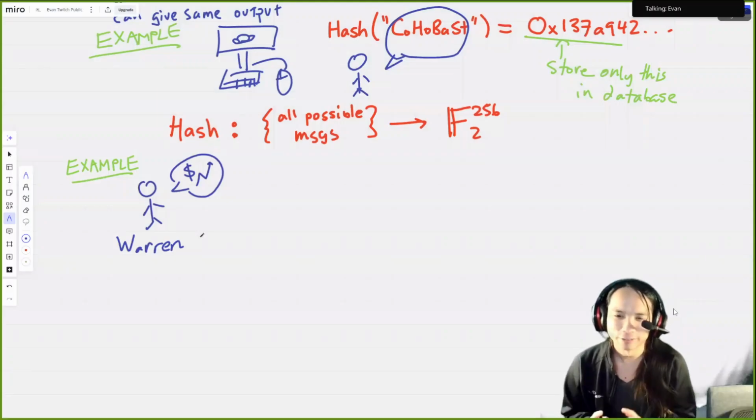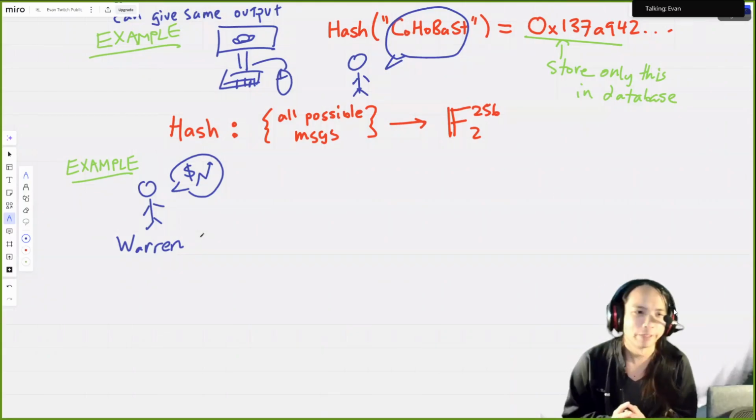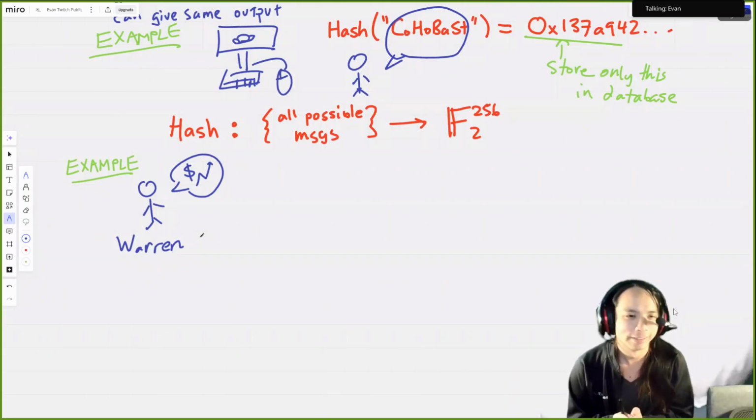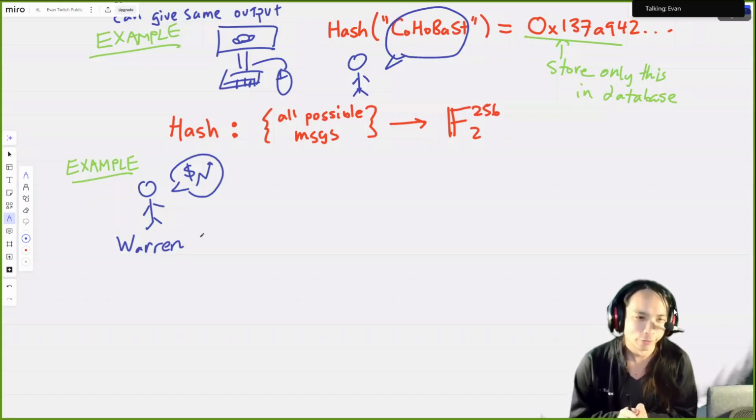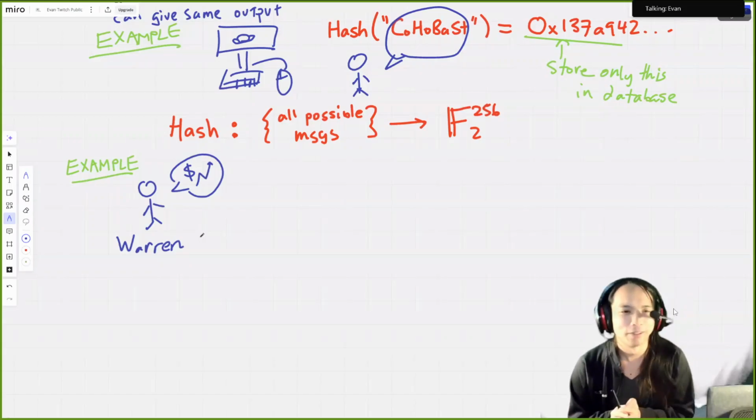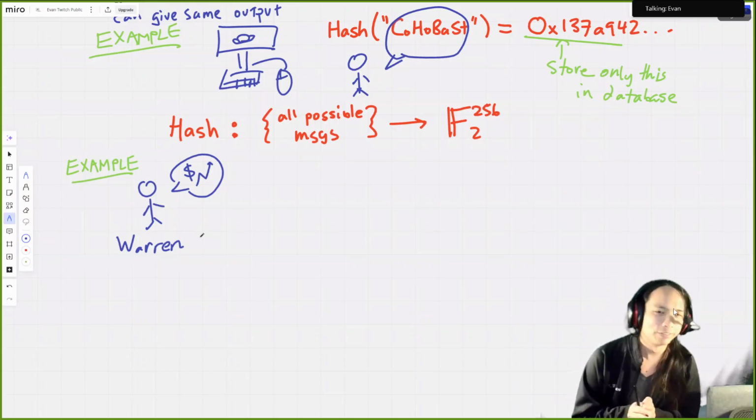So there's Warren, who wants to convince you that he's really good at making predictions, but he really doesn't want to give you any of his predictions for free. So he's like, I'll give you a prediction for $100, and I don't do free samples. And you're like, okay, but then how do I know your predictions are any good?